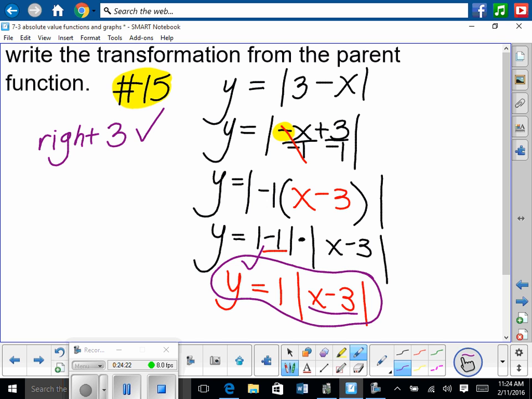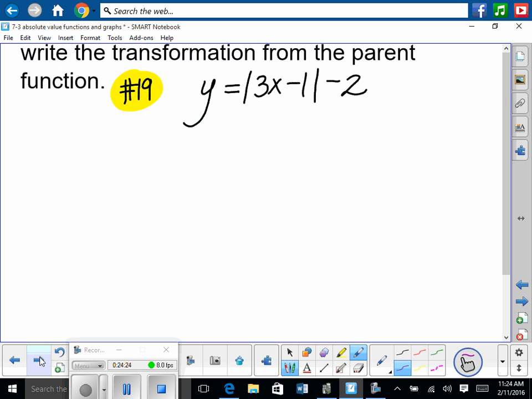Okay, I'm going to do another one. Number 19. Looking at it, once again, I'm just asking you to write the transformation from the parent function. So looking at it, it's quite pretty. It's pretty much in graphing form, but do you see that 3 in front?